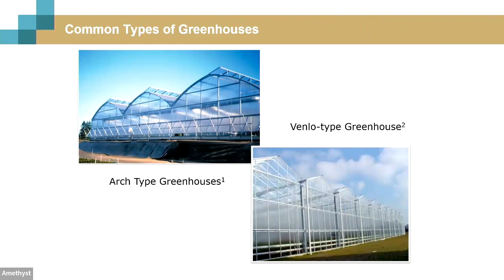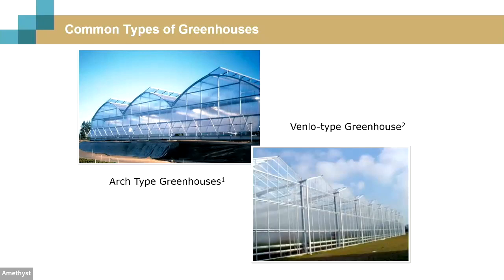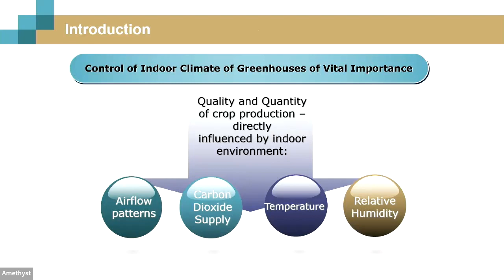This slide just shows 2 commonly used greenhouses in industry. The one is the arch type greenhouse, and at the bottom we've got the Venlo type greenhouse. And you can also see the arch type greenhouse is equipped with continuous roof and side ventilators.